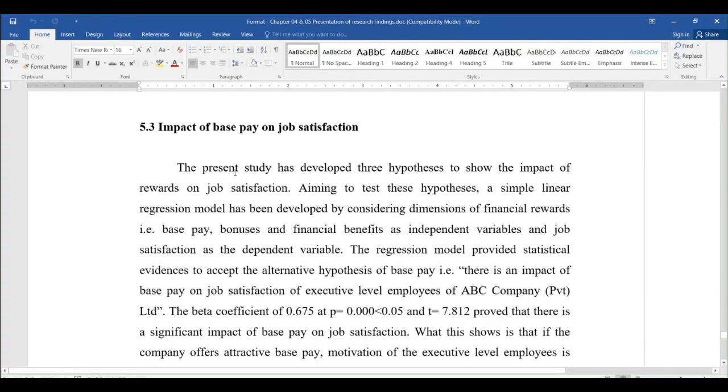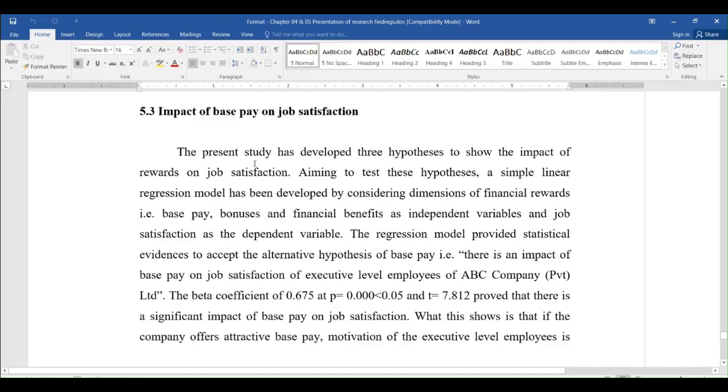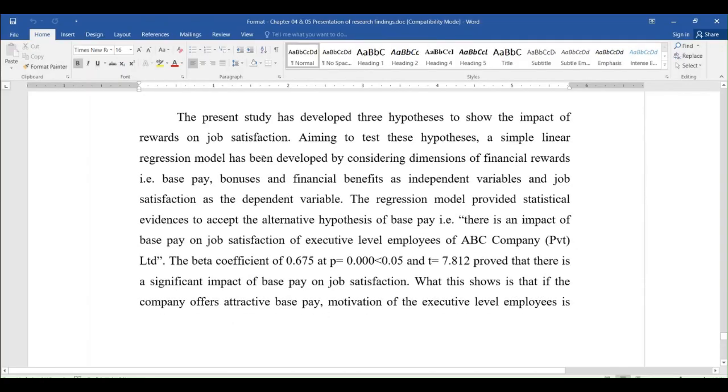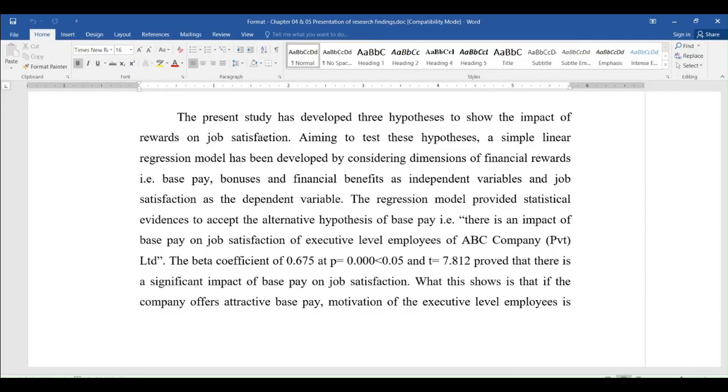And then, as I said, you can start to discuss your findings based on each dimension. If not, you can use both the independent and dependent variable. That means the dimension of the independent variable and the dependent variable. In this example, my first dimension is base pay and the dependent variable is job satisfaction. So using these two variables, the dimension and the dependent variable, I presented the findings of my work, right? So first, remember, we have to present the findings of our research, right? Then we start to make the comparison, right?